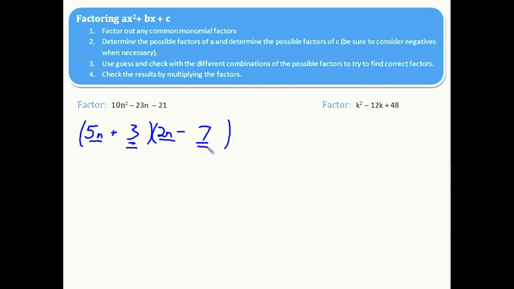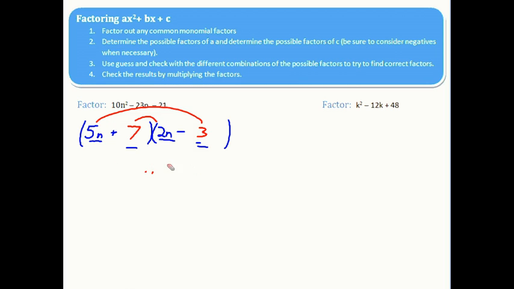So let's check our other parts here. That would be negative 35n and plus 6n. Well, that combines to be negative 29, so that does not work. So let's go ahead and switch the 3 and the 7. So we'll put the 7 here and the 3 here and try this again. 5n times negative 3 is negative 15n, and 7 times 2n is 14n, and that gives negative n. So that doesn't work.